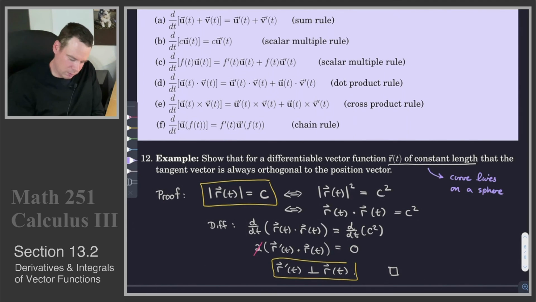Because a sphere consists of all points that are of constant distance from the origin. Whatever the radius of the sphere is, that's their distance to the origin. So a sphere of a particular radius consists of all the points that are of the same distance from the origin. So if a function r of t has constant length, it means that the curve that it represents lives on a sphere. And so what this result says is if you have a curve on a sphere, then the tangent vector to the curve is always perpendicular to the position vector of the point on the curve.